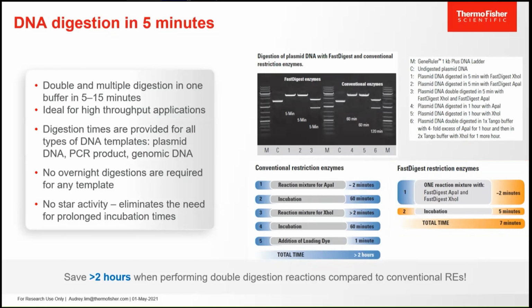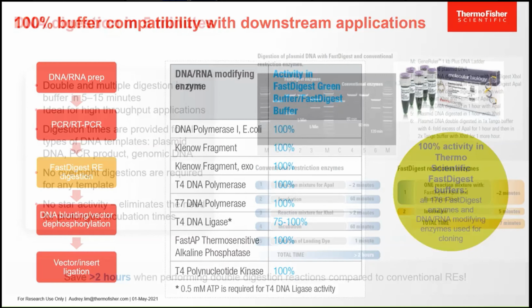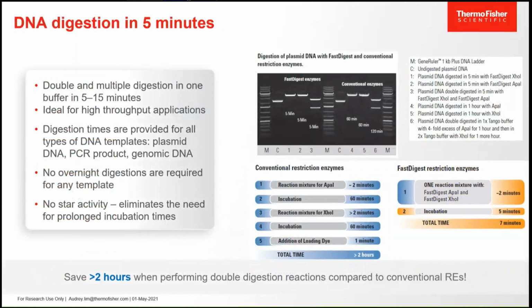Unlike conventional restriction enzymes, with FastDigest no overnight digestion is required for any template, eliminating the need for prolonged incubation time, which in turn eliminates the risk of star activity also.